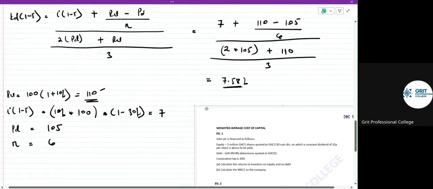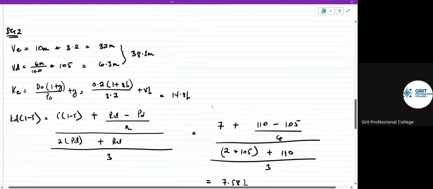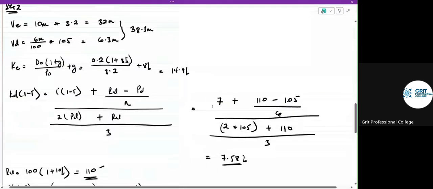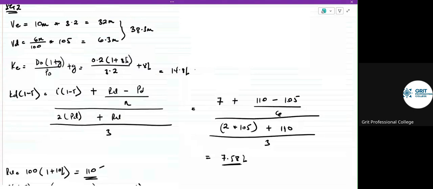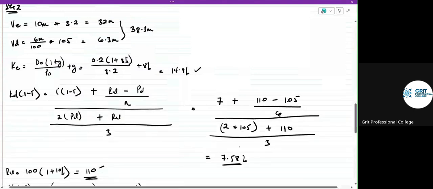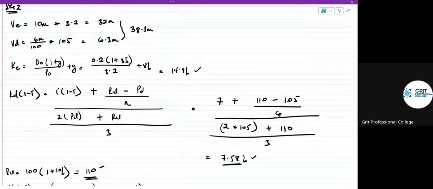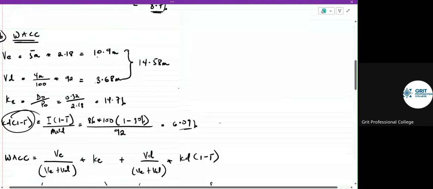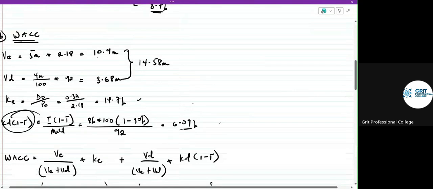Okay. Another thing we'll talk about today is understanding how the level of gearing that the company uses affects the cost of capital. You can see from this example we are solving that the cost of equity is 14.8. The cost of debt is 7.58. Cost of debt is lower than the cost of equity. In the earlier example we solved, you can see the same trend. Cost of equity is 14.7. Cost of debt was 6.9.